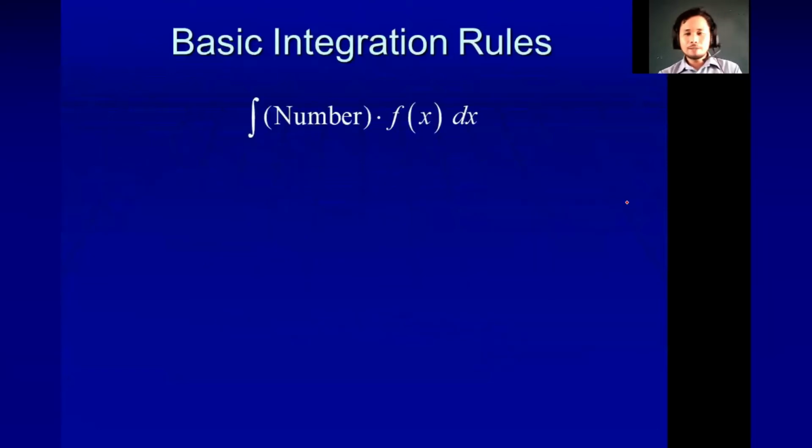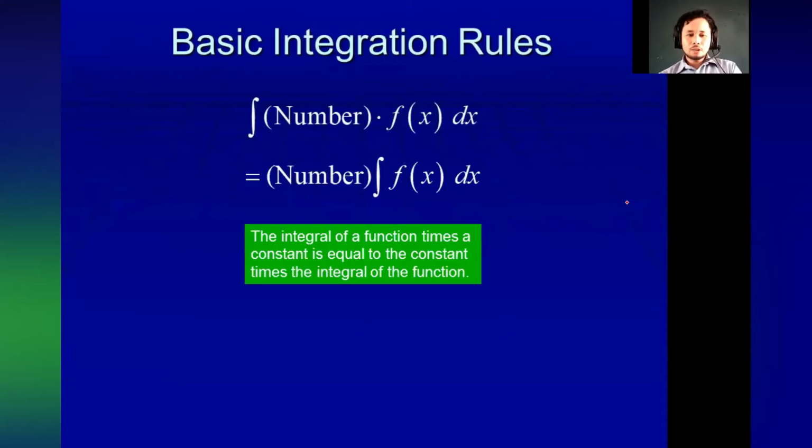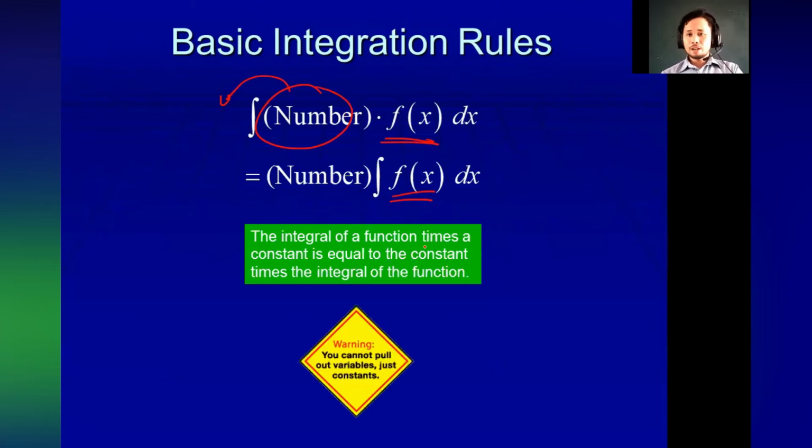Next, what if we have a number times any function dx? What if you are asked to find the integral of a number times a function? To answer that, all you have to do is pull out the number, and then get the antiderivative of f of x. So the integral of a function times a constant is equal to the constant times the integral of the function. And we have here a warning: you cannot pull out variables, just constants.